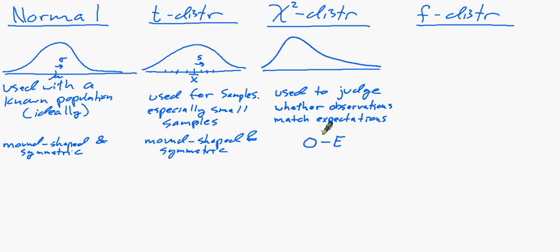Now, what is it used for? It's actually a really interesting distribution. Used to judge whether observations match expectations. The distance or the difference between the observed or measured value and the expected value. So you subtract them. It's a little bit more complicated than that, but that's the underlying idea behind the chi-squared distribution: do things match? And that can actually play out in a couple of different ways, which I can list off for you.